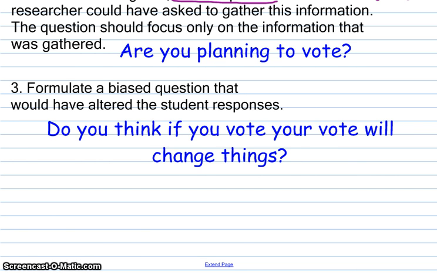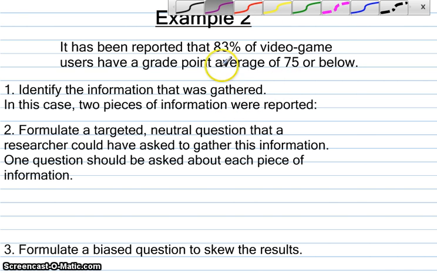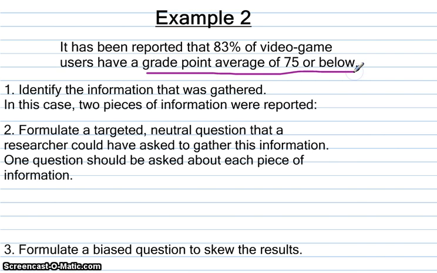So our next example here about bias is about video games. We're told it has been reported that 83% of video game users have a grade point average of 75 or below. Question 1 wants us to identify the information that was gathered. In this case, it tells us there were two pieces of information. The first piece is that they had a grade point average of 75 or below. The second piece was that 83% of game users have that. So that's our two pieces of information.